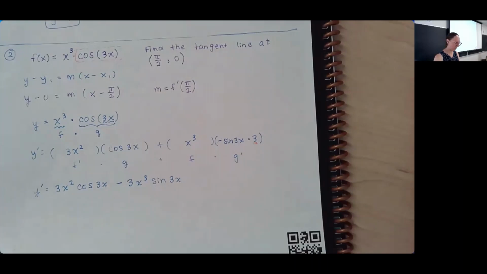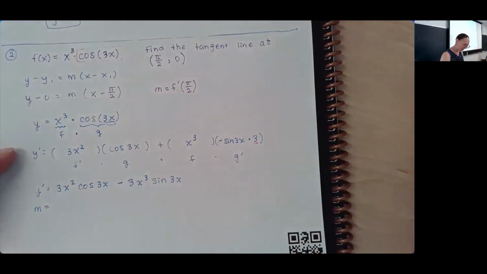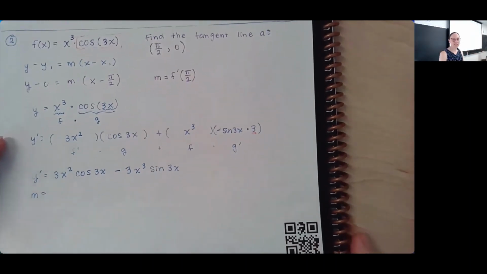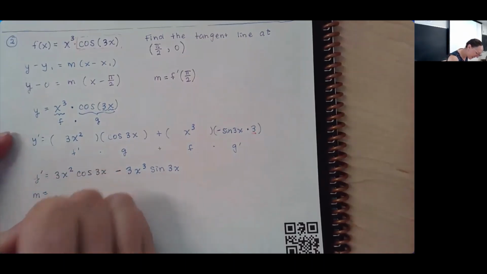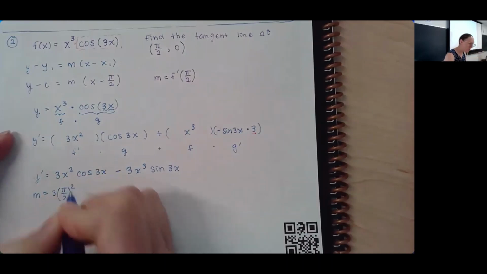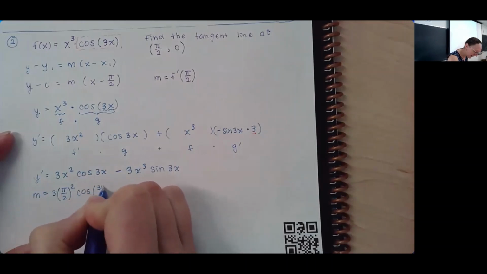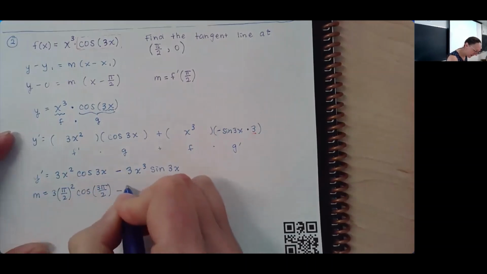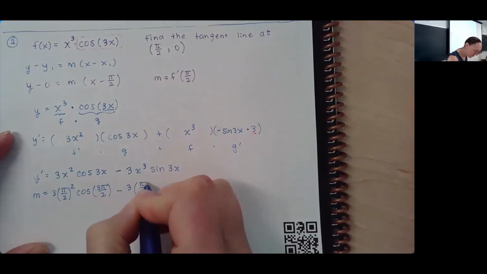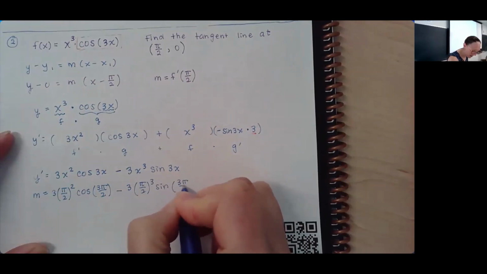We'll find out. Okay. So when I go to turn this into my actual slope, I know I've got to plug in pi over 2. And I've given us pretty nice numbers, but this is going to look a little bit gross. How do you square pi over 2? You just write pi over 2 squared. It's fine. And that's going to be cosine of 3 pi over 2 minus 3 times pi over 2 cubed times sine of 3 pi over 2.